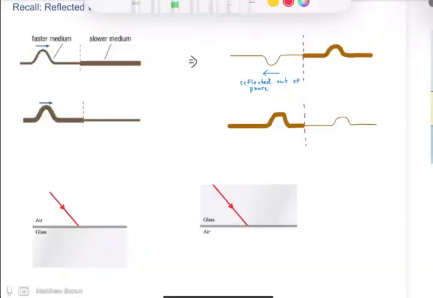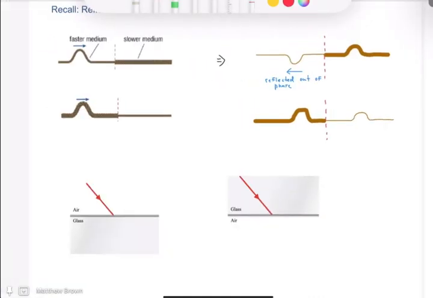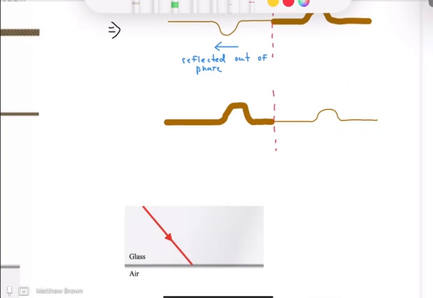I might sketch it like this. If we're starting with this, and you can see the direction of the wave indicated there, then I might indicate here that this wave is reflected in phase.